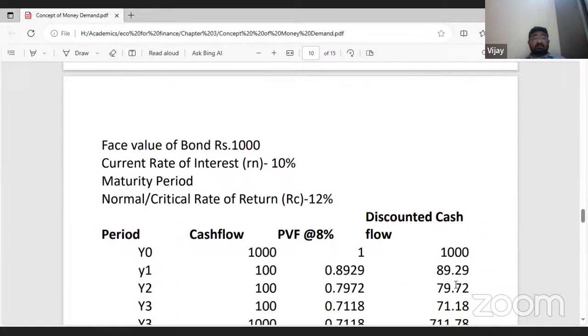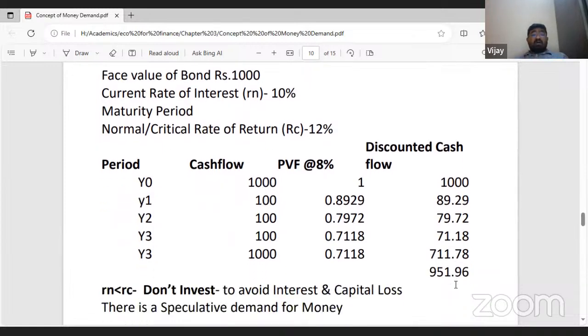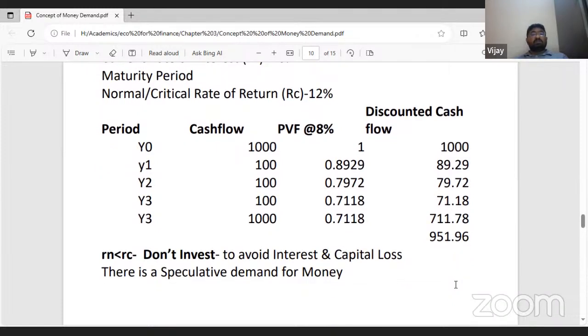Now if the interest rate decreases, my bond is fetching only 10%, whereas the normal return on capital, the normal return on investment, is 12%. So please change this to 12%; it is not 8%, it is 12%. Now in that case, sir, when I discount the future cash flows in today's terms, it will be 951 rupees.